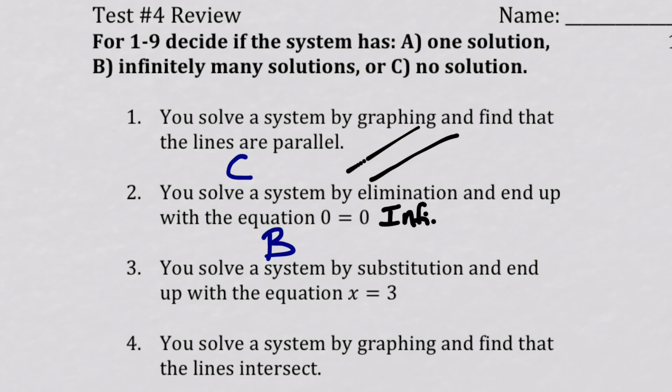Now at this point it doesn't really matter what the y is going to be equal, but we found a value for x, okay? So since you did find a value for x, that pretty much tells you that there is a solution to this system, okay? And it's not going to be infinitely many solutions because you didn't end up with 0 equals 0 or 2 equals 2 or something that is always going to be true. This is true, x equals 3, but only for this particular value of x. Therefore, there is only one solution, A.